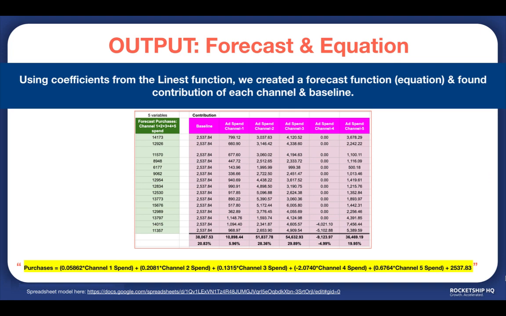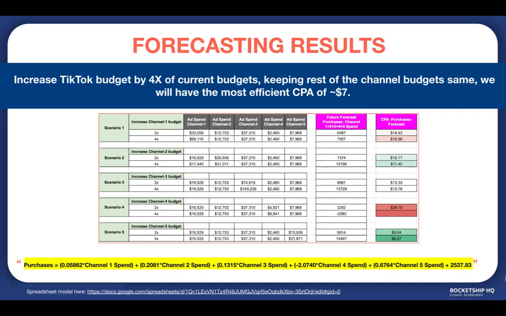So 0.05862 multiplied by channel 1 spend plus 0.2081 multiplied by channel 2 spend, and so on up to channel 5, and then we add our intercept. We have here an equation that can forecast purchases.